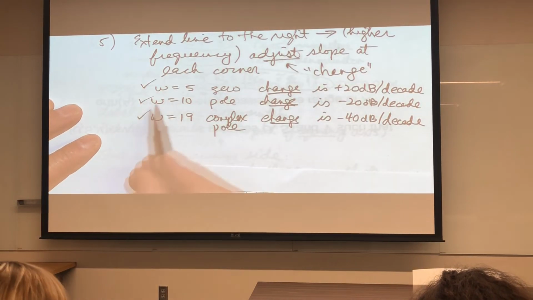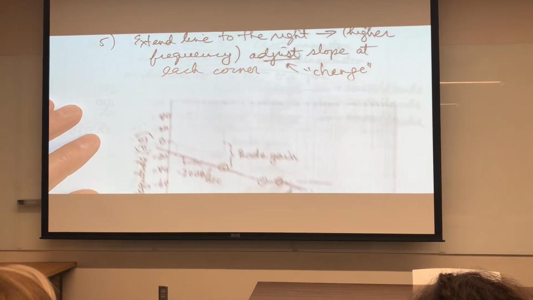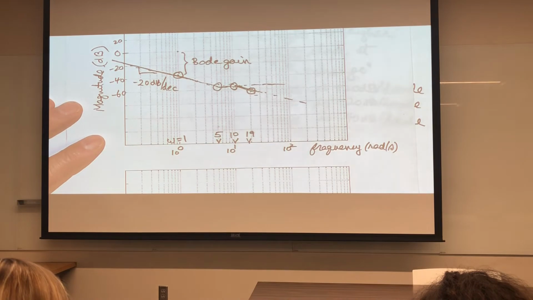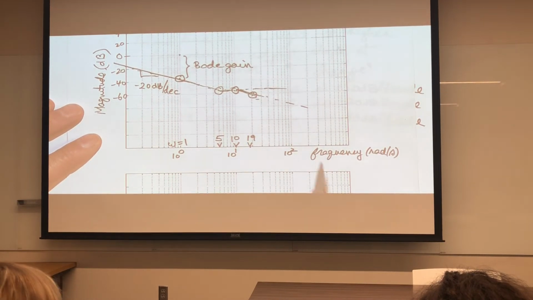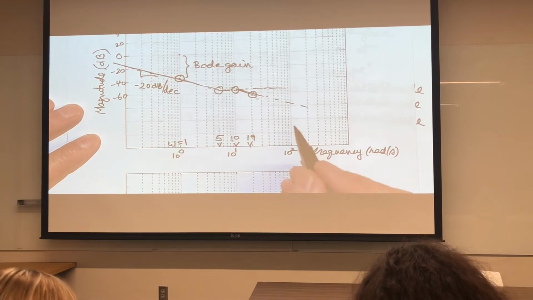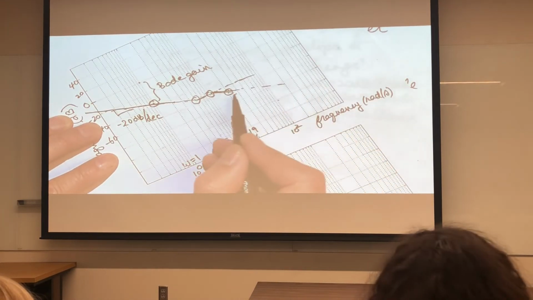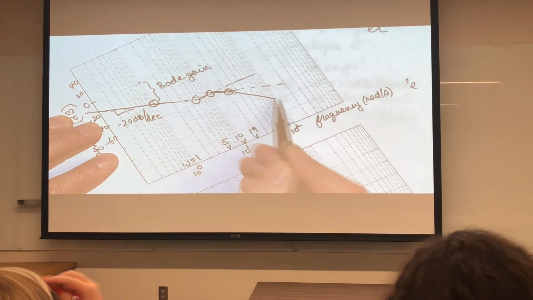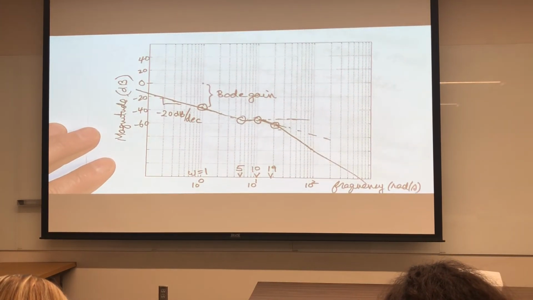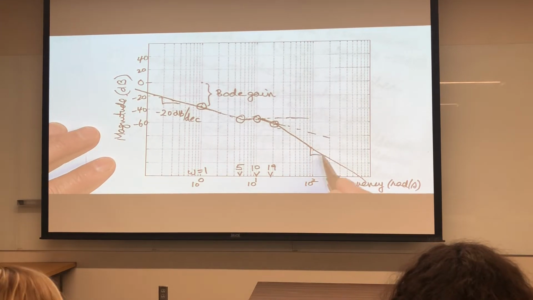And now I've got the last corner to deal with. It's at omega equal to 19 or 20. And so here's another change. It's supposed to be down at minus 40 dB per decade, which looks something like this. So this slope here is minus 40.